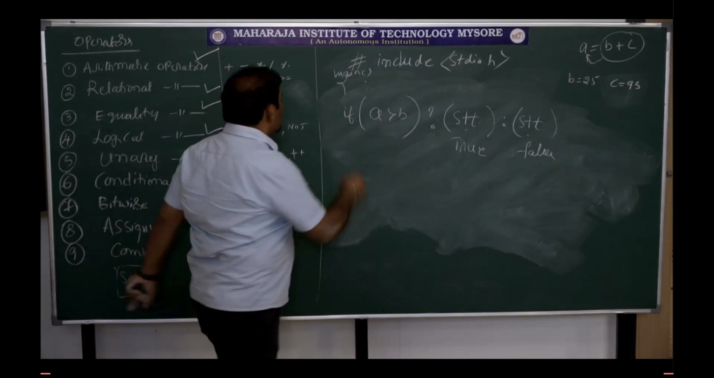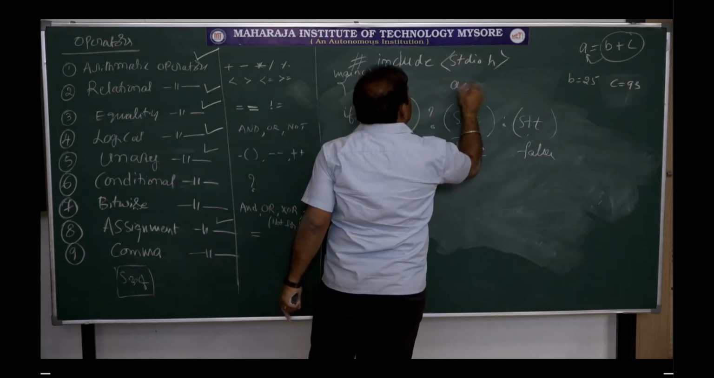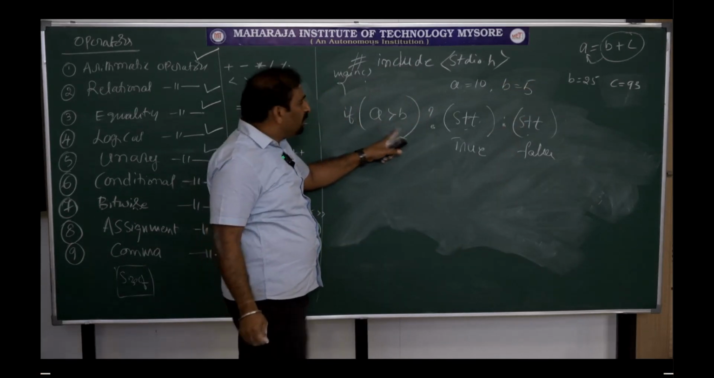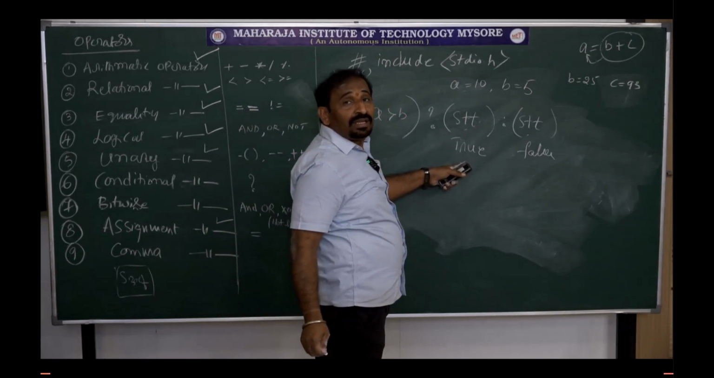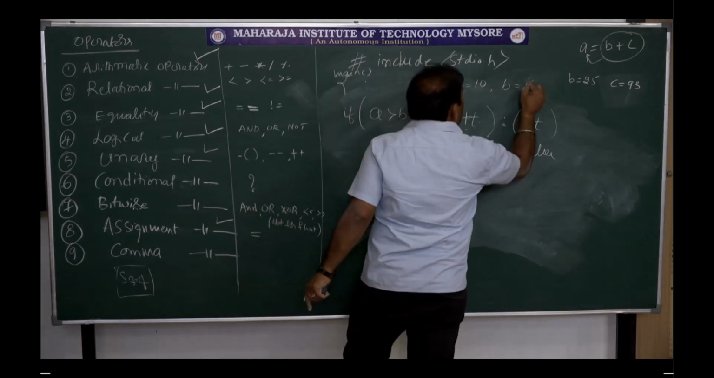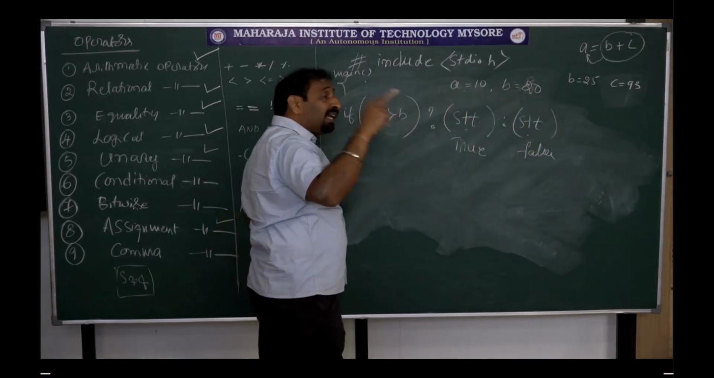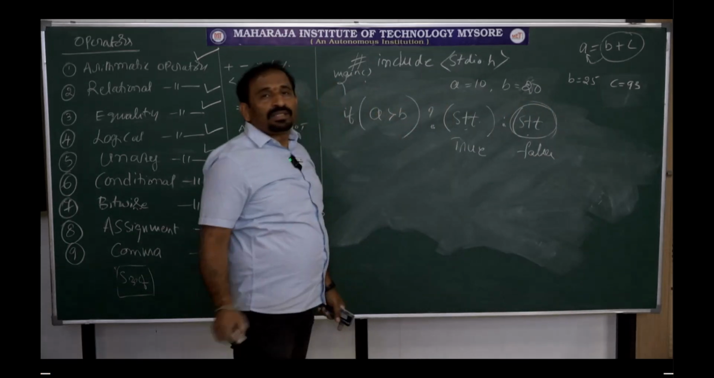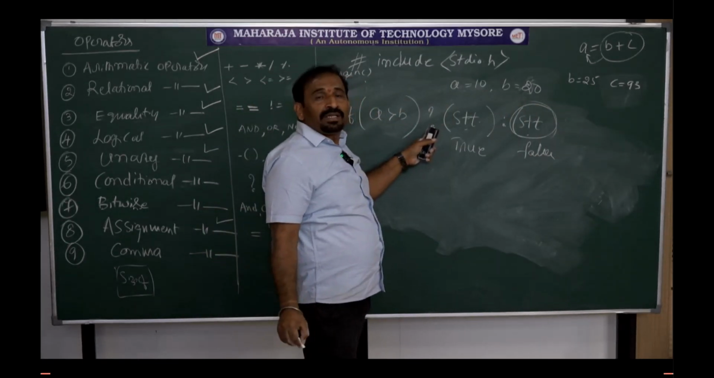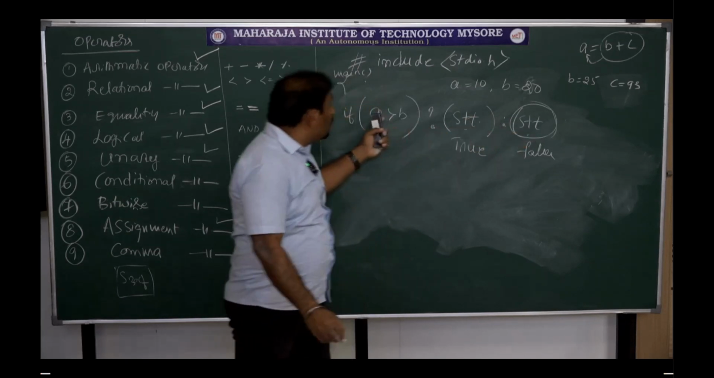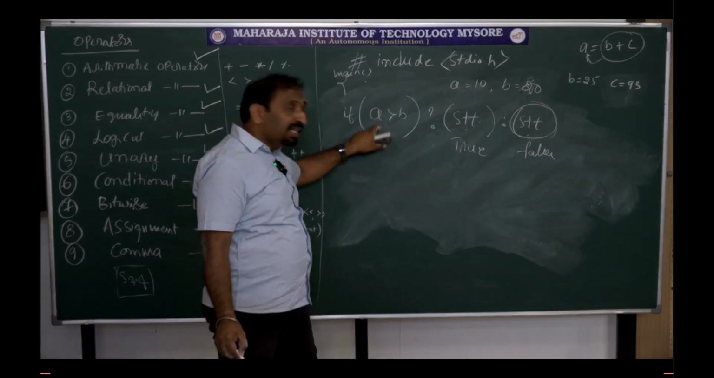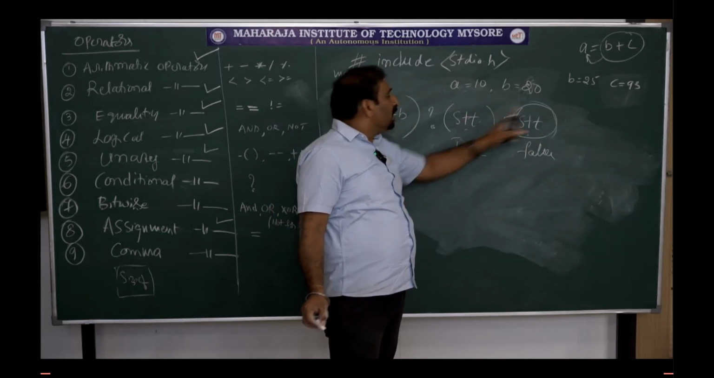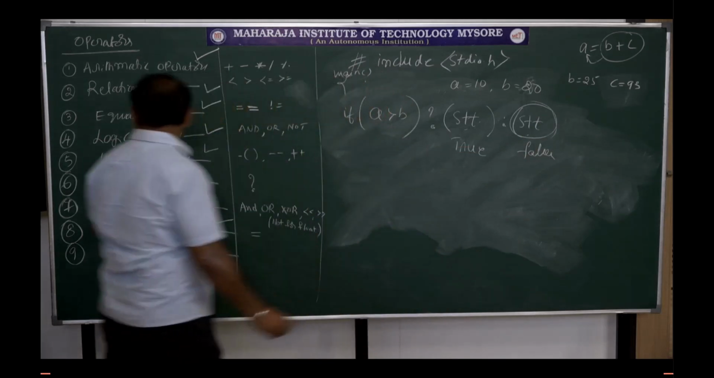If A is greater than B, then, let A is equal to 10, B is equal to 5. A is greater than B, yes. In that case, this is executed. If A is 10 and B is equal to 20, I am asking for A greater than B. No, it is false, so this is executed. So I am using a conditional operator to execute either this or this based on this condition. If it is true, this is executed. If it is false, this is executed. This is how you have to see the conditional operator.